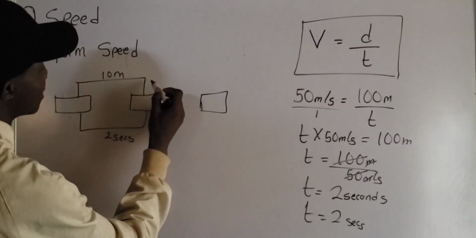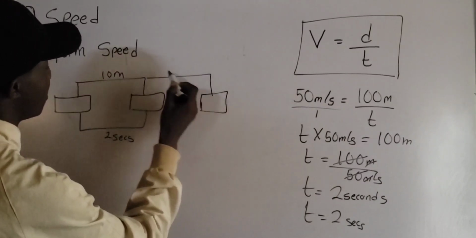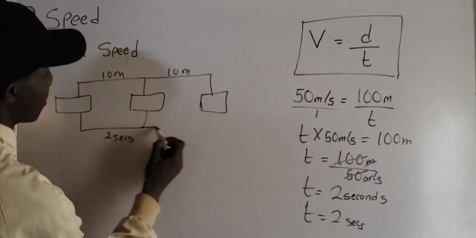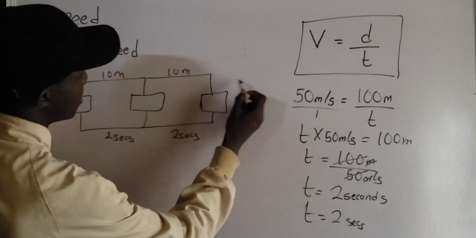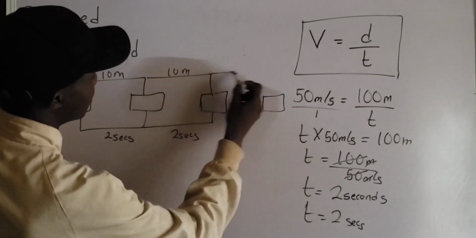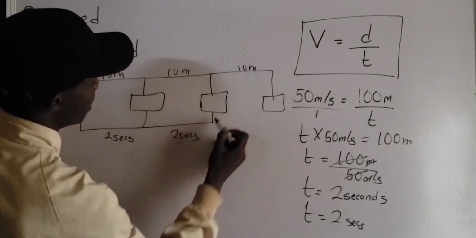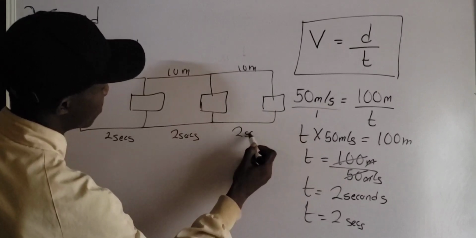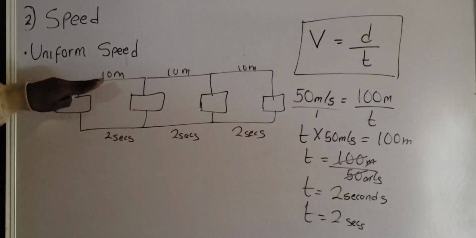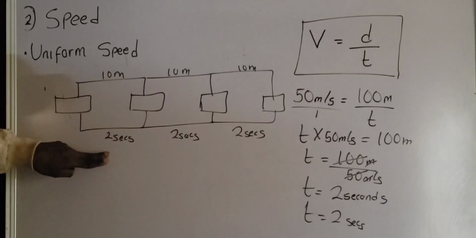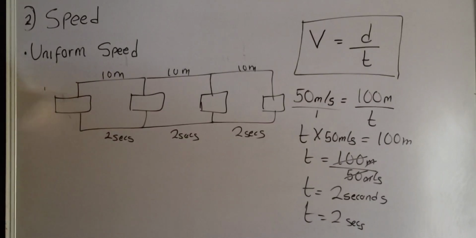Then it covers another distance, 10 meters, in another 2 seconds. It covers another distance, 10 meters, in another 2 seconds. This motor is said to undergo uniform speed because the motor covers an equal distance at equal time interval. Do you understand? No matter how small the distance may be.